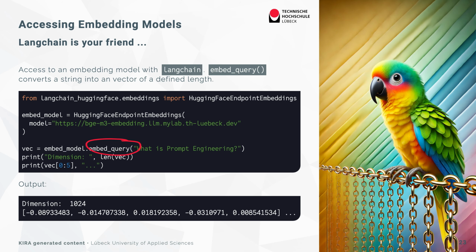It then uses this model to generate a vector representation of the query, "What is prompt engineering?" using the embed query method, and prints the dimension and the first 5 elements of the resulting vector. This process transforms a query into a numerical format suitable for further processing in a vector store.